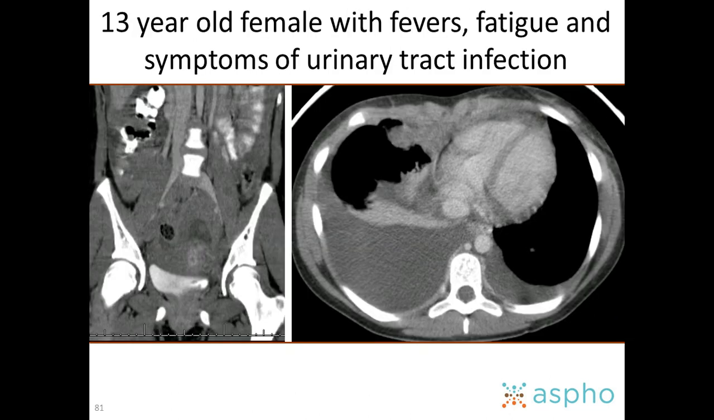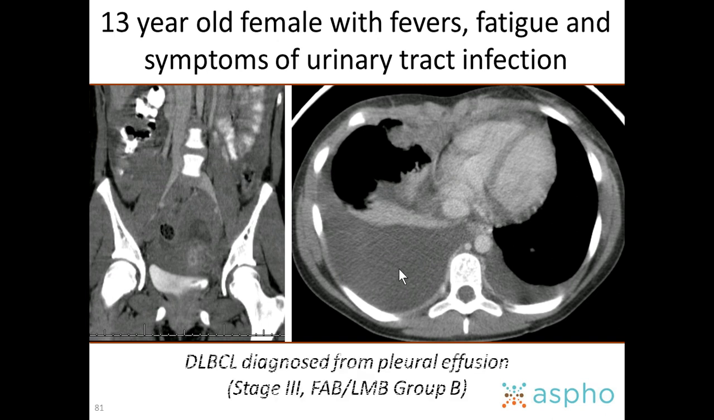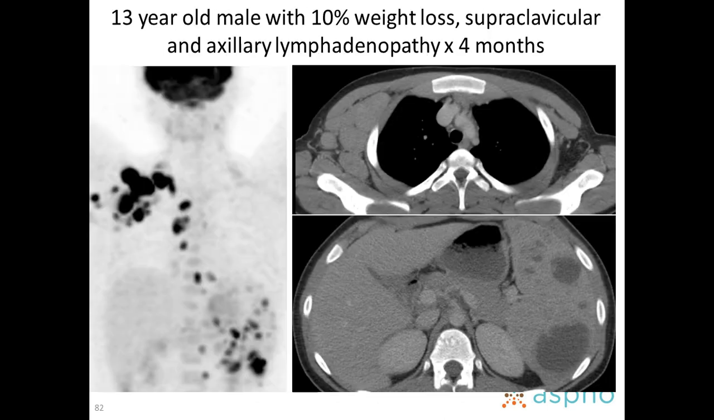This is a 13-year-old female with fevers, fatigue, and symptoms of a urinary tract infection for which they got a CT. Here's her bladder, and you can see she has frequency and urgency not because she has a UTI, but she's got a large mass right on top of it pushing down on the bladder. And she also had a sympathetic pleural effusion. She had diffuse large B-cell lymphoma, and we diagnosed that from a therapeutic thoracentesis.